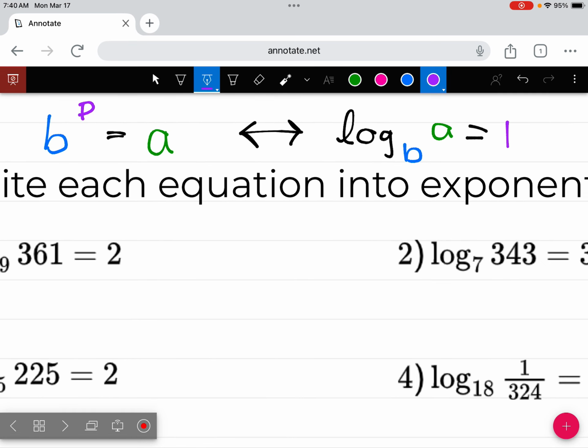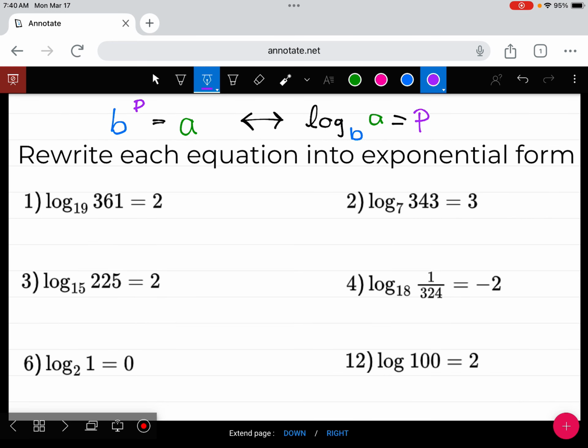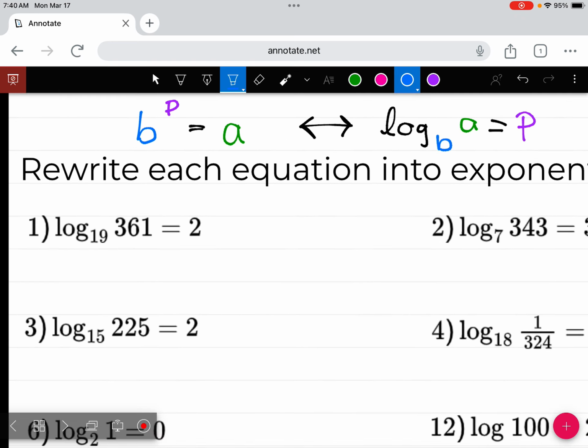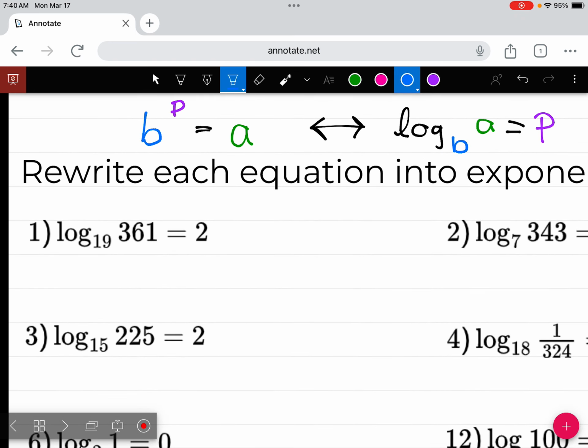equals p. So we're only doing 1, 2, 3, 4, 6, and 12. We're going to bounce around. I picked my favorites. I might have y'all try more, but we're going to see how this goes. So what we're basically going to do is play match them up. We're giving you one of these pieces. On number 1, we're looking for that b, our base. It's this little guy right here. So on this first one, we have a base of 19.